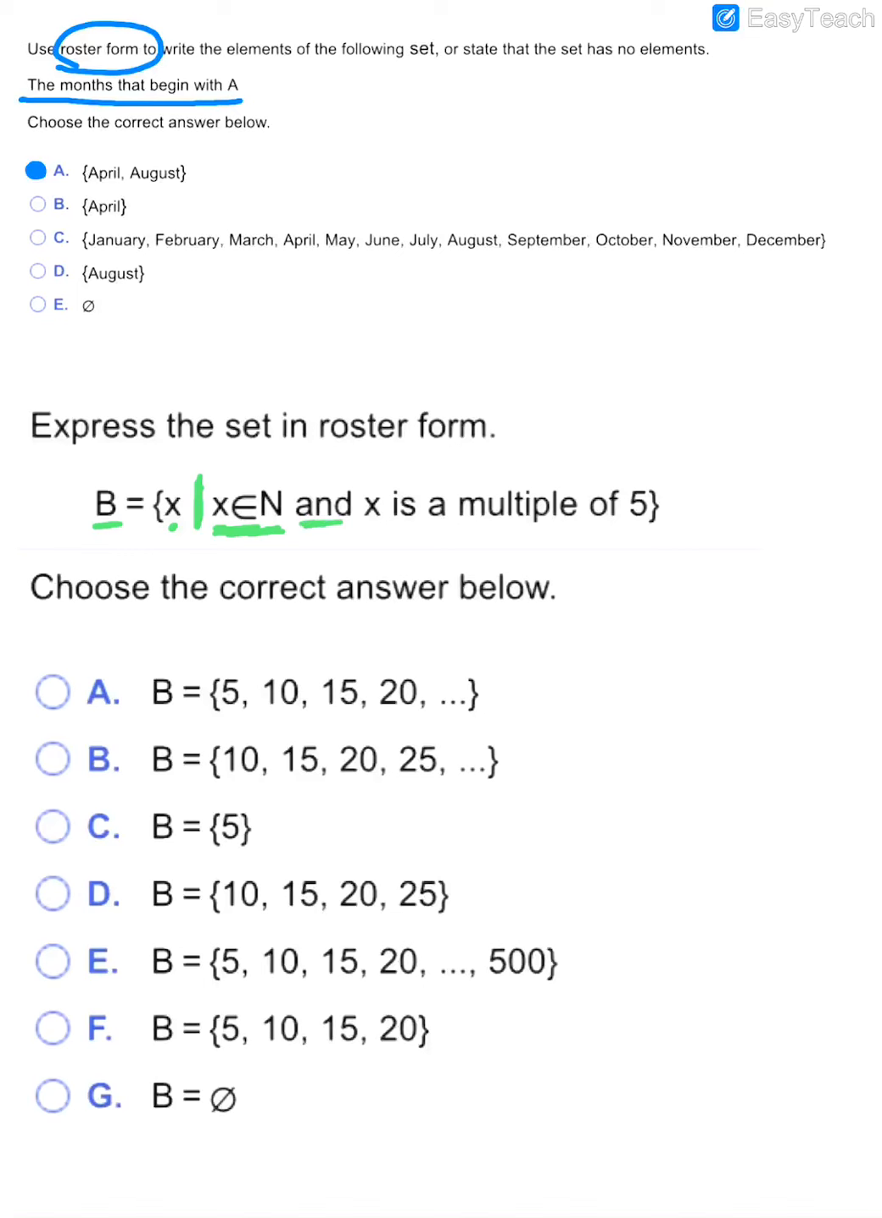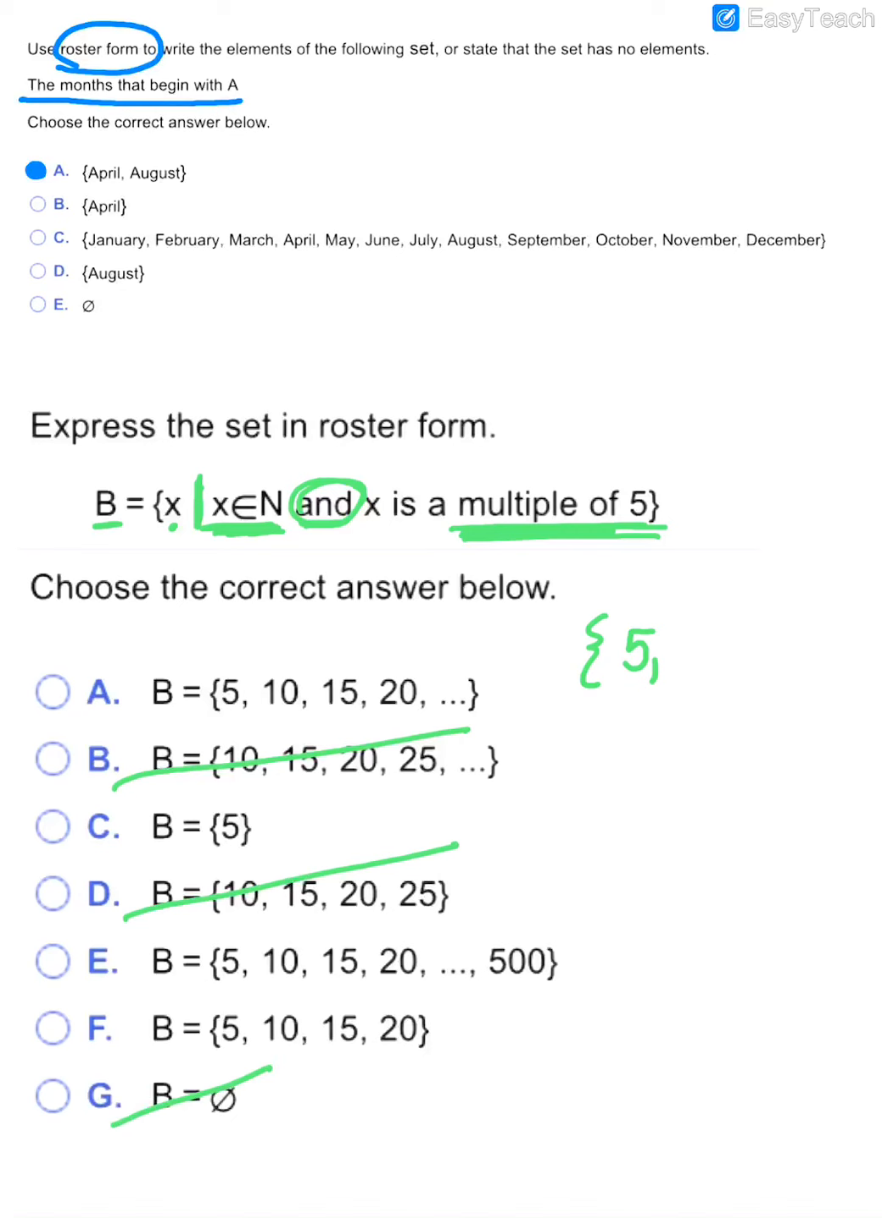And it describes that X has to be a multiple of 5. So with the word and, we've got to do both. They have to be a counting number, and they have to be a multiple of 5. So when I think about the first counting number that is a multiple of 5, that would be the number 5. So my set has to start with a 5. So that gets rid of this answer and this answer. And because I have an element, that gets rid of that answer.